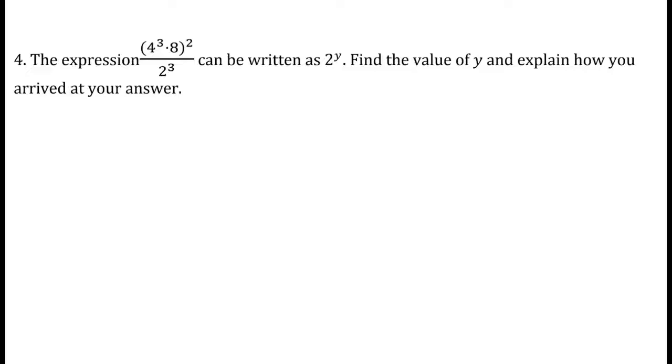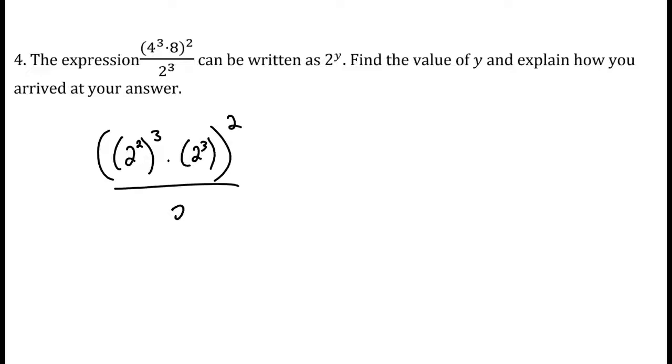The expression 4 cubed times 8 quantity squared all over 2 cubed can be written as 2 to the y. So 2 to some power. Find the value of y. So I need to get everything in terms of 2 here. So 4 is really 2 squared. 8 is really 2 cubed. So if I just make everything in terms of 2, get everyone with a common base here, that'll make my life a little bit easier, and then I can just use my properties of exponents.